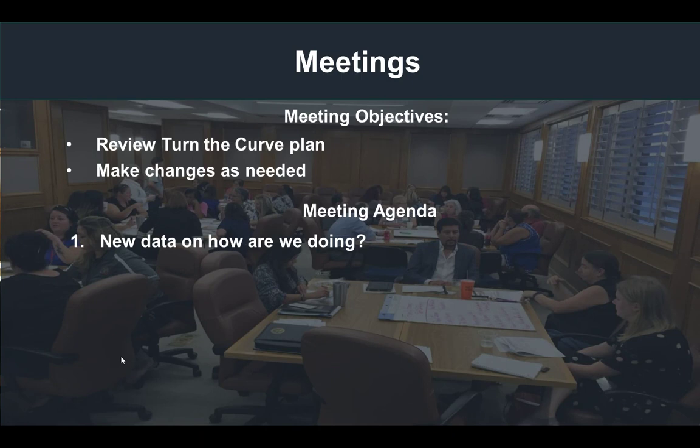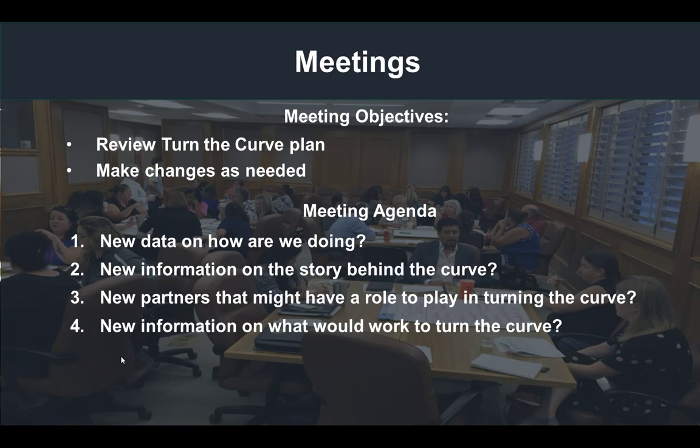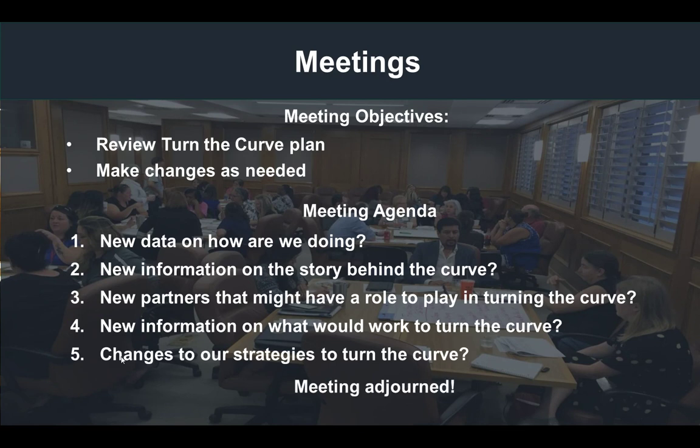How are we doing? What's the new data, if any? Is there any new information on the story behind the curve? Has there been a change to our partner list? Any new information on what we think works or what would work to turn the curve? Any changes to our strategy? And then end the meeting and adjourn. That is turn the curve thinking reflected in an efficient meeting agenda.